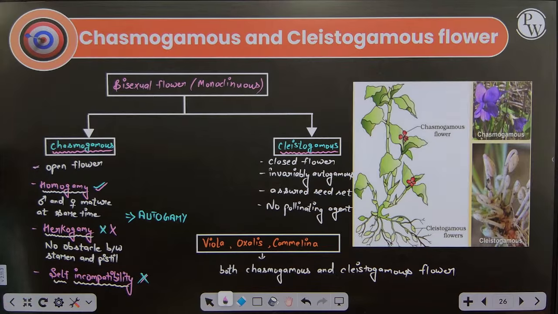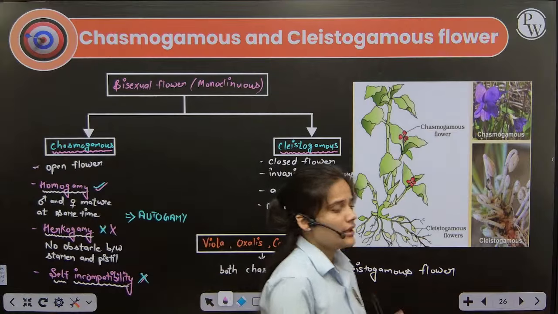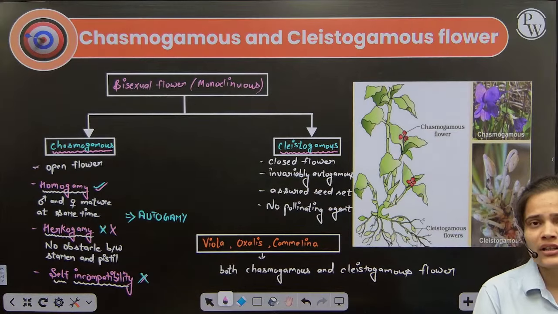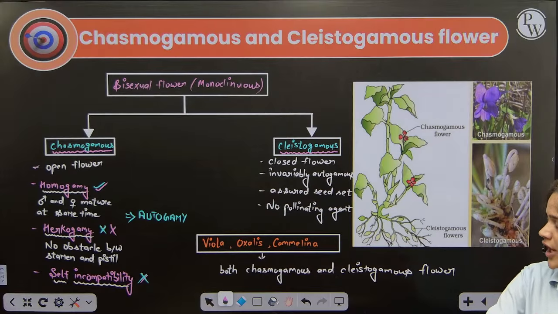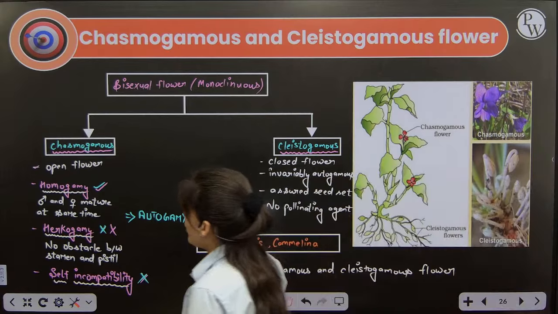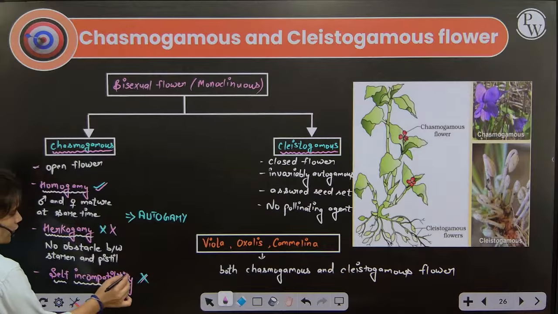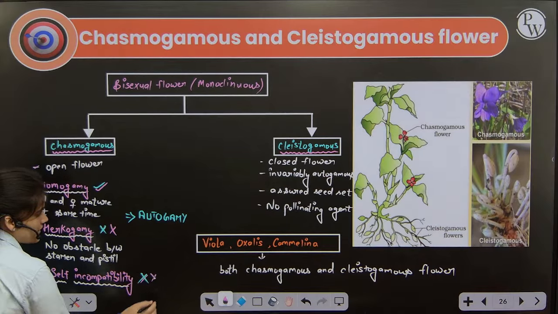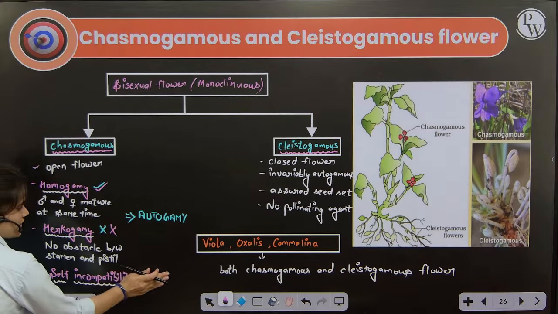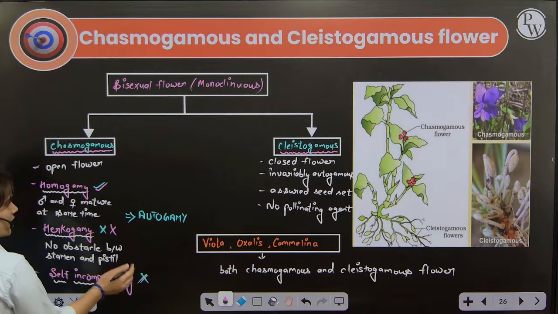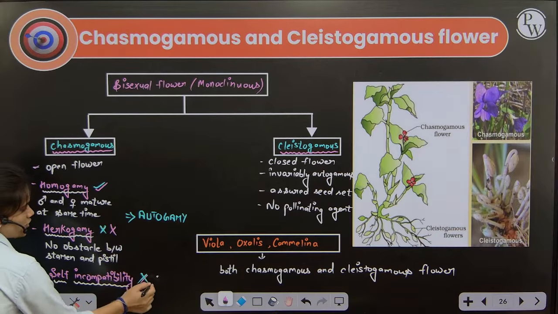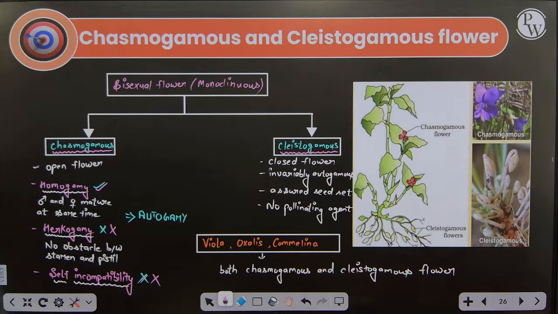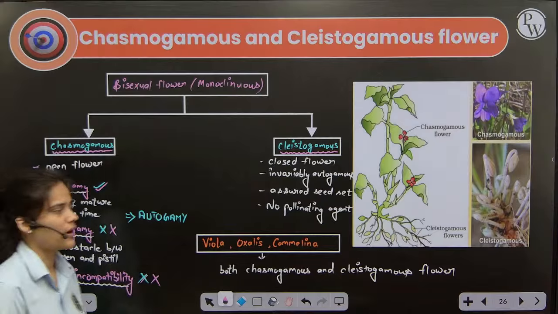Third thing is self incompatibility. What is self incompatibility? If a pollen grain of the same flower reaches the stigma of the same flower, then that grain is not allowed to form a pollen tube. That is self incompatibility. If self incompatibility is present, then autogamy doesn't occur, so it should be absent for autogamy to occur in chasmogamous or open flowers.